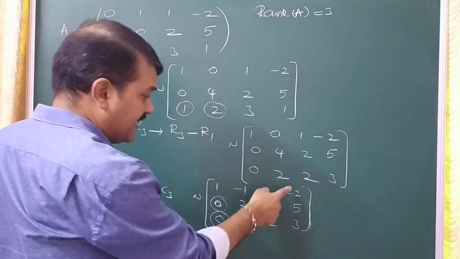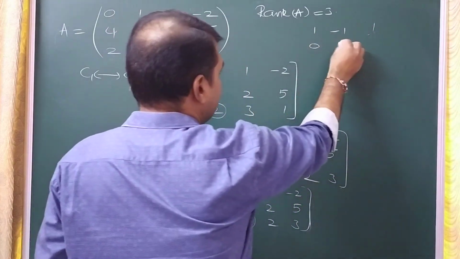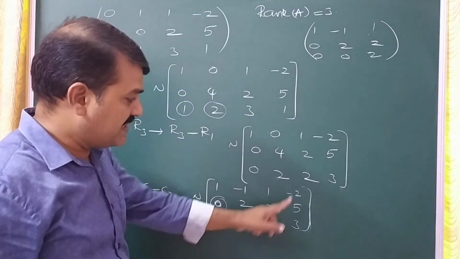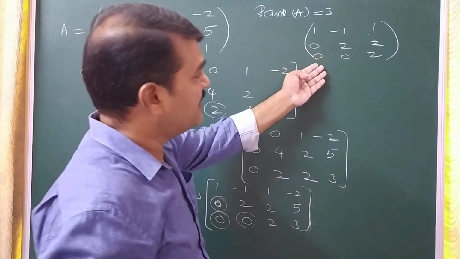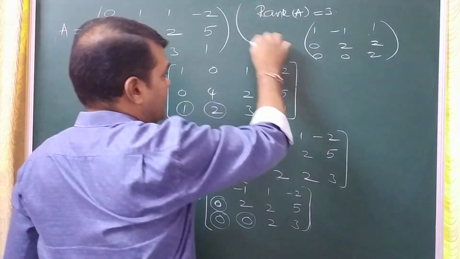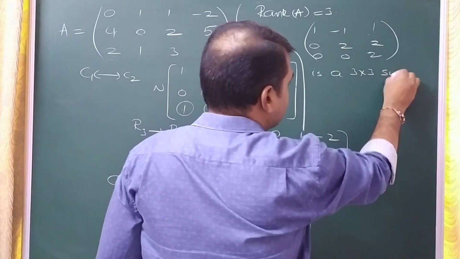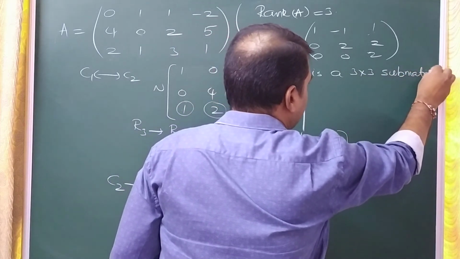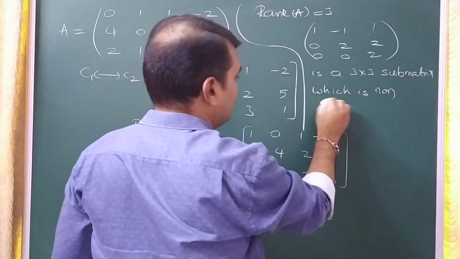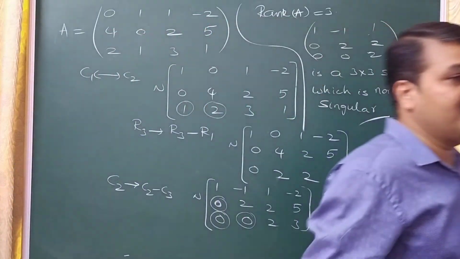Why? Because by removing the last column, you can find a 3 by 3 submatrix like this, and clearly it is an upper triangular matrix. The product of diagonal elements is the determinant, which is non-singular. So the rank of A is 3 because this is a 3 by 3 submatrix which is non-singular. Therefore our rank of A is 3.